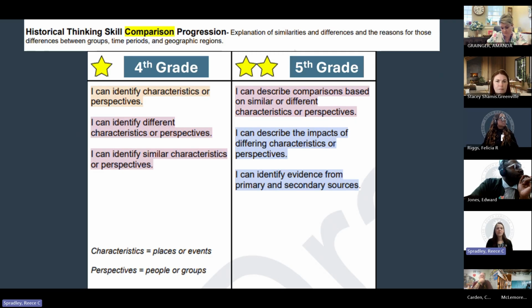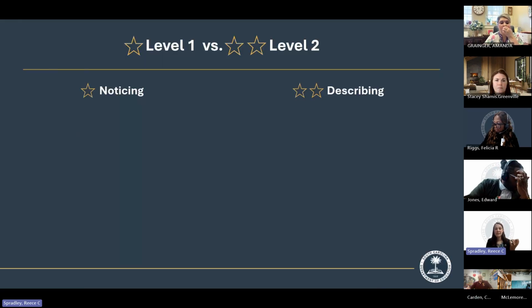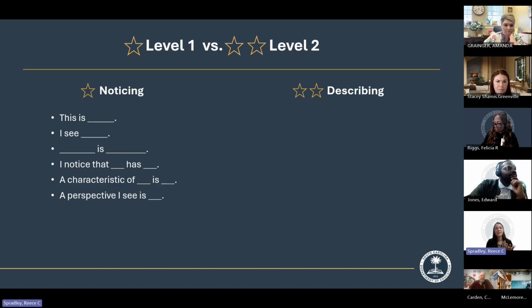Before we move, I would like to ask what you notice about the first column that is different than about the second column. And in that, I'm talking specifically about that content. First column is just being able to pick it out and identify. Second column is being able to explain in more detail. Yes, exactly. So we have noticing to describing. Yes, so from identifying to describing.